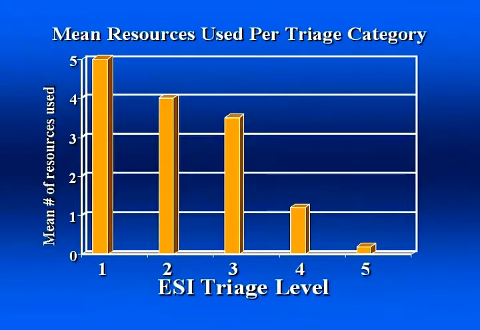This graph demonstrates the average number of resources that were actually consumed by patients for each of the 5 triage levels. The data demonstrates the average number of resources used decreased monotonically as a function of ESI level. ESI level 3 used more resources than ESI level 4. ESI level 4 used more than ESI level 5.